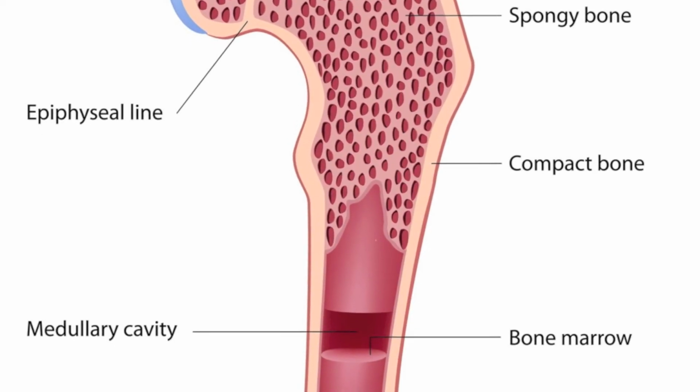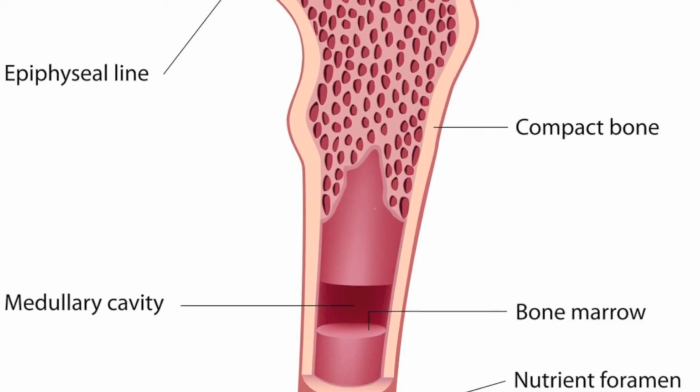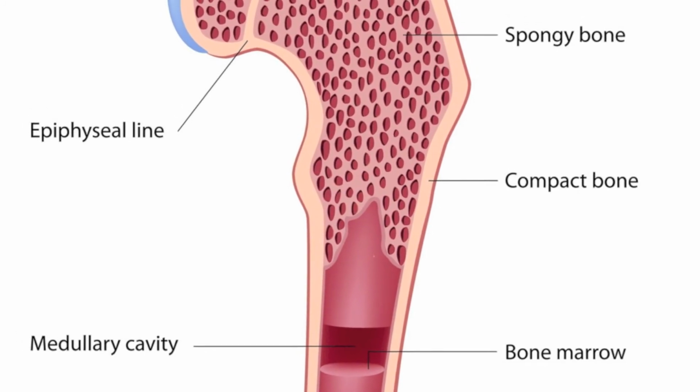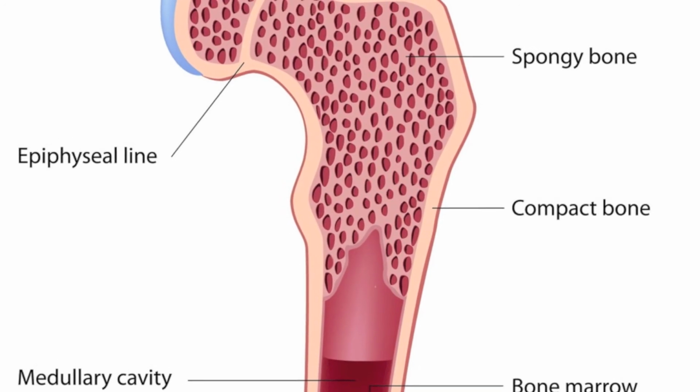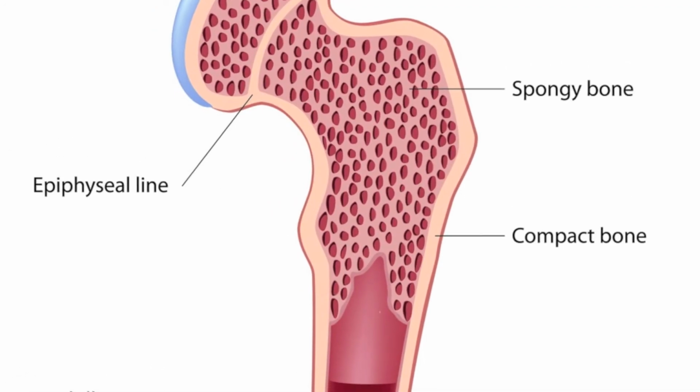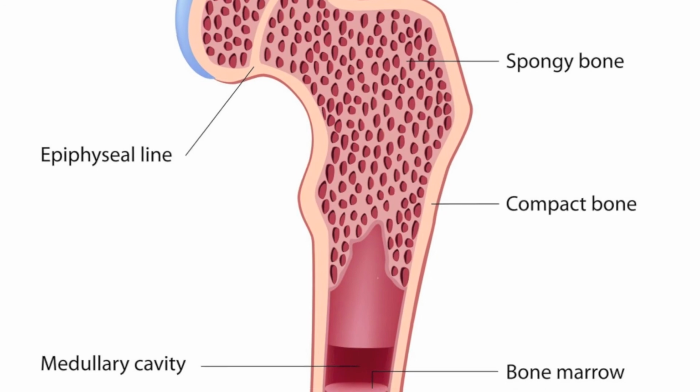Here's a diagram that also points out compact bone. Compact bone is mostly found on the outside of bones. It makes up about 80% of the human skeleton and is mostly used for protection. The remainder is known as spongy bone, which is softer and found deeper inside.